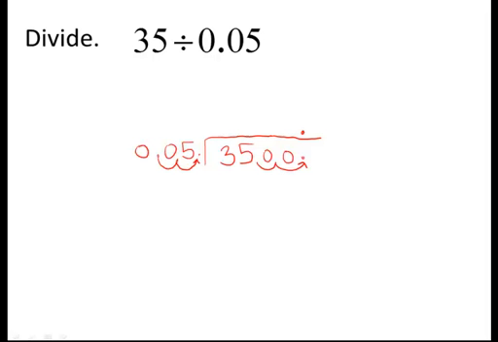5 does not divide into 3, but 5 divides into 35 7 times. 7 times 5 is 35. Subtract to obtain 0. 5 goes into 0 0 times, and 5 also goes into 0 0 times, so that the answer is 700.